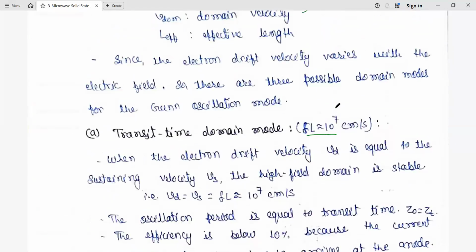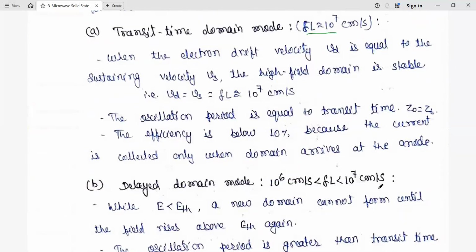Okay. So in this domain, same thing we have to discuss. This electron drift velocity is going to be equal to the sustaining velocity, that is the Vs. So that is going to be FL equal to 10 to power 7 centimeter per second. And here oscillation period is equal to the transit time, τ0 equal to τt, and efficiency is below 10% because the current is collected only when the domain arrives at the anode. So efficiency is what here?